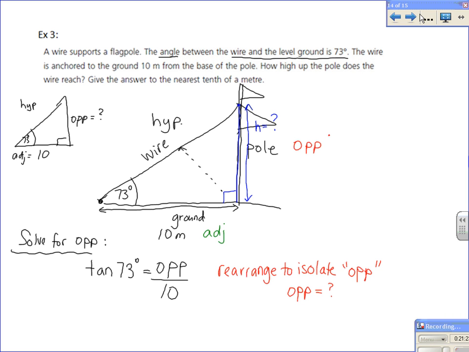And I see that I have, right now in my formula, OPP is being divided by 10. So I'm going to undo what's being done to it. I'm going to multiply by 10 over here. And I'm going to have to do the exact same thing over here. I'm going to multiply this side by 10 so that 10 cancels in the denominator. Now I have 10 times the tan of 73 is equal to the opposite.